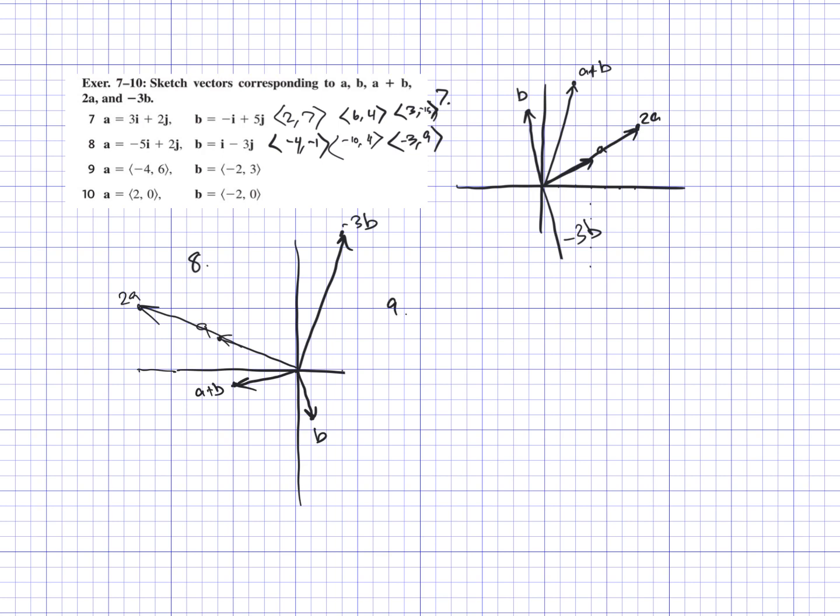Number 9. Let's see here. A is at negative 4, 6. Okay, here's A. And B is at negative 2, 3.